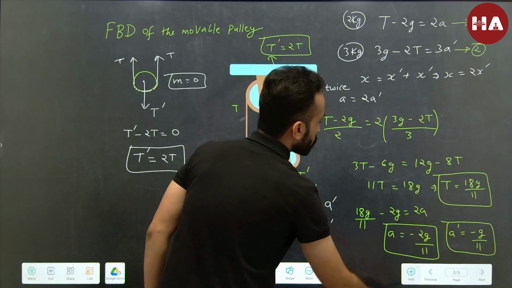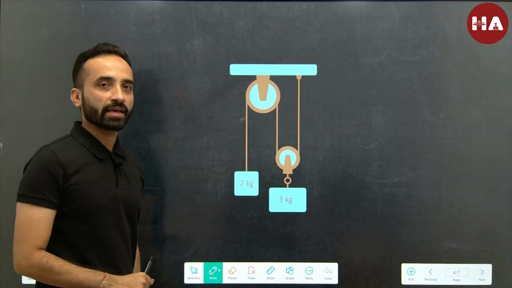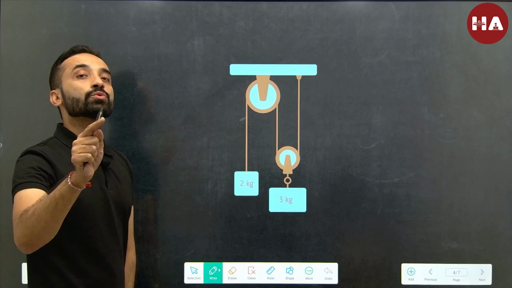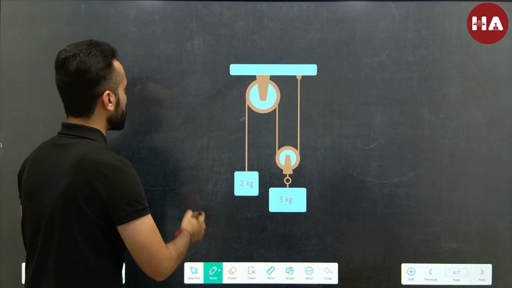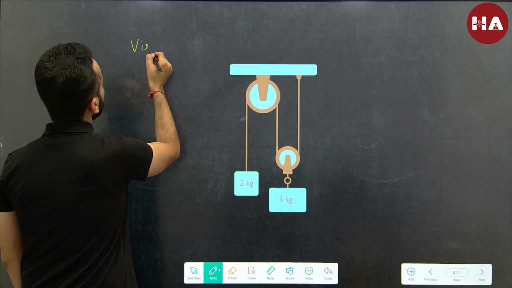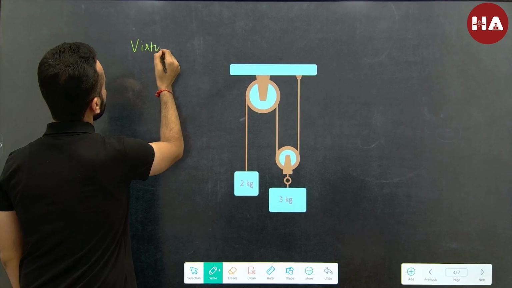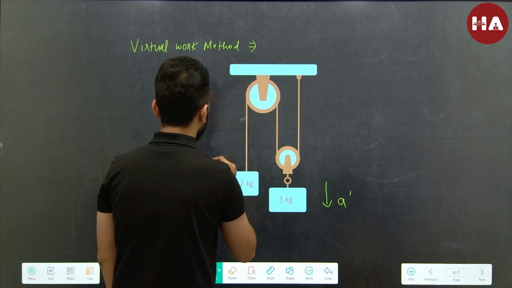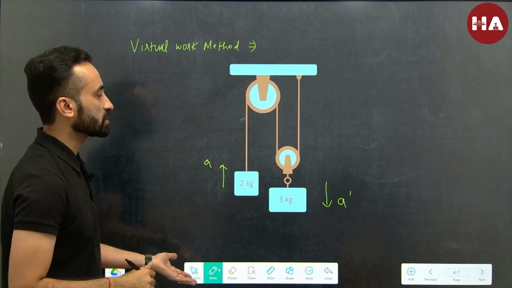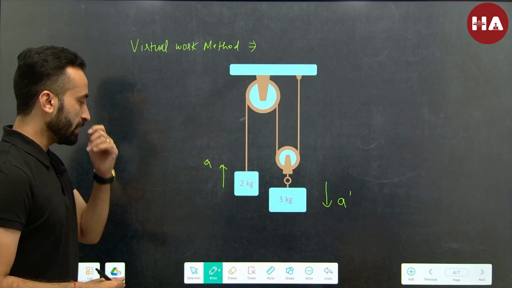Alright, so I have this diagram again. Now I wish to do an alternate constraint relationship, which is called the virtual work method. What happens here? Let's look at it very quickly. We assume that this is rising with A and this is falling with A dash, right?